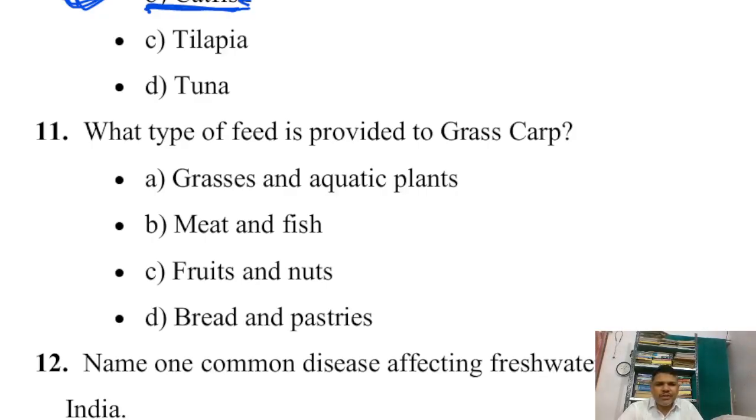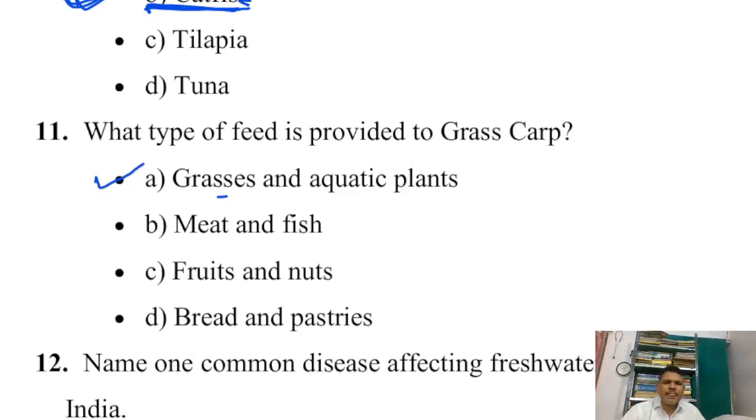So the next one is, what type of feed is provided to grass carp? As the name indicates, grass carp feeds on grasses. So we have to provide it grasses and aquatic plants. So the correct answer here is grasses and aquatic plants.